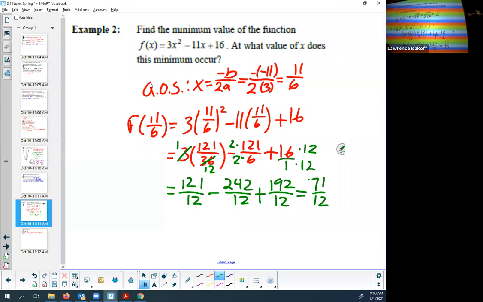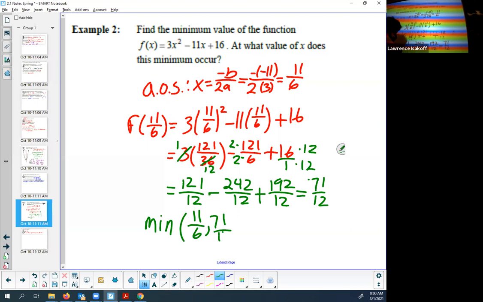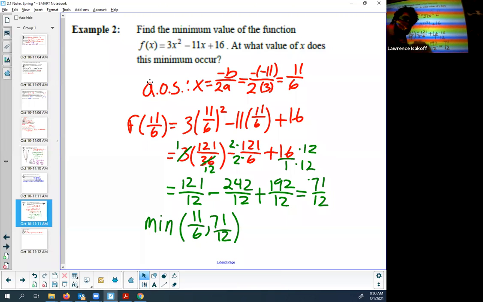That was a fair amount of work there. So our min is 11 over 6, comma 71 over 12. Any questions about how I did that before we confirm it using Desmos? I know there was a lot of work with fractions in there. You know, you could have grabbed a calculator at some point and just plugged it in. Again, I could show us how we can do that on Desmos as well.